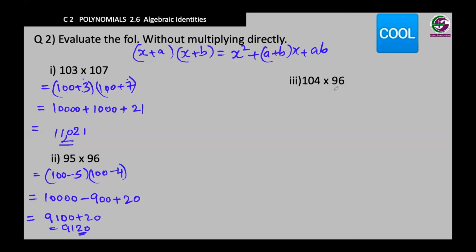104 times 96. So we can rewrite this as 100 plus 4 and 100 minus 4. Is it the same as the first two questions? No. So here we can use the identity x squared minus y squared, because it is x plus y times x minus y. So it is 100 squared, which is 10,000, minus y squared, which is 16. So it will be 9,984. That's it.